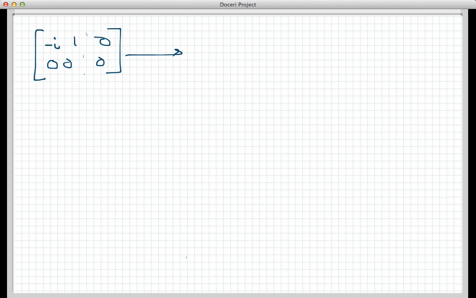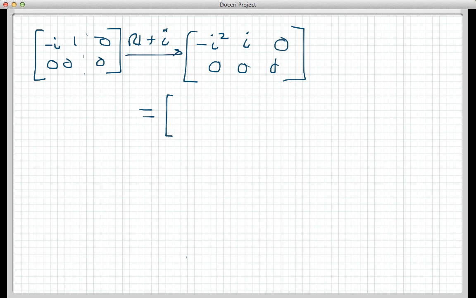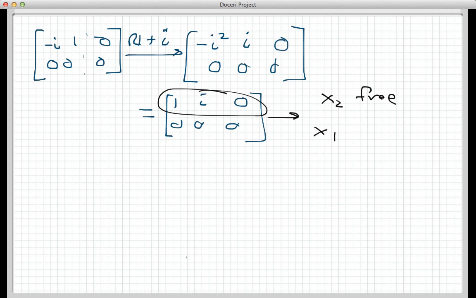I can do this by rescaling the first row by a factor of i. What that's going to give me here is negative i squared and i and a 0, and nothing happens to the second row. Negative i squared, as we saw earlier, is equal to 1. And I have an i right there, 0, 0, 0, 0. So now I have enough ammo to write down what the general solution actually is. I've got two variables, x2 and x1. x2 is free, and x1, according to my top row, is equal to negative i x2.